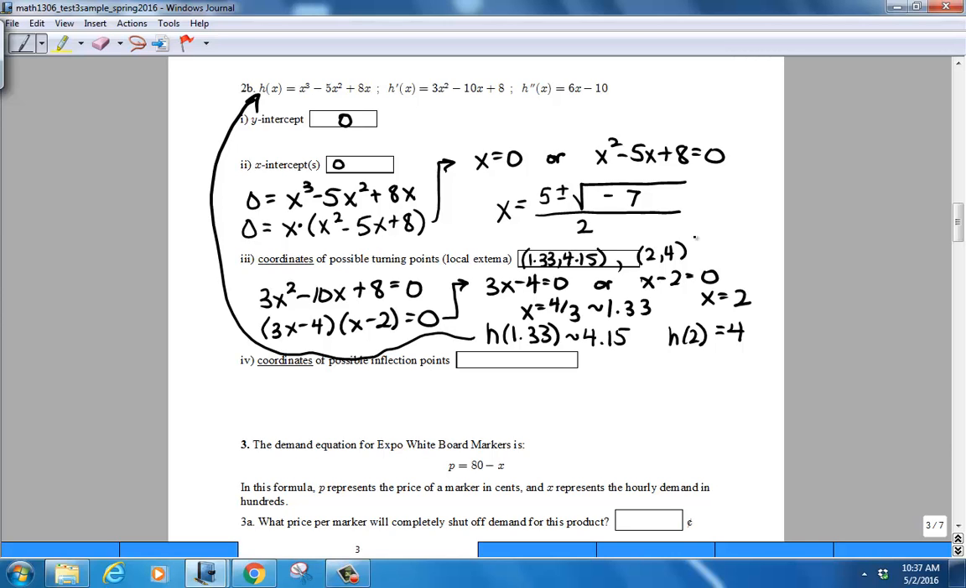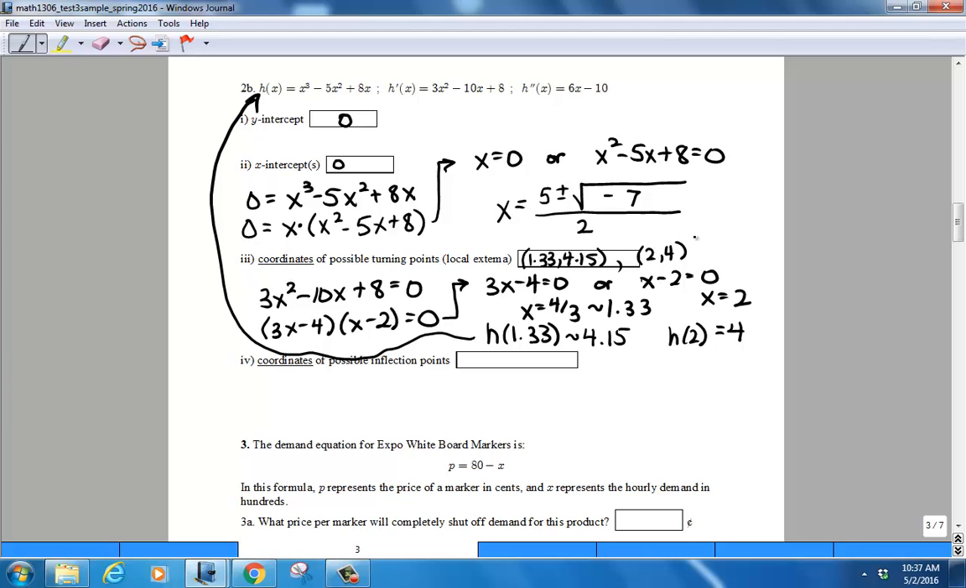Are these really turning points? I'm not sure. I'd have to look at the graph to verify, but at least those are possible turning points. So it's possible that I've got some peaks or valleys on my graph at these two points. Right, so y'all got that? Because a question like this one will definitely be on test number 3.